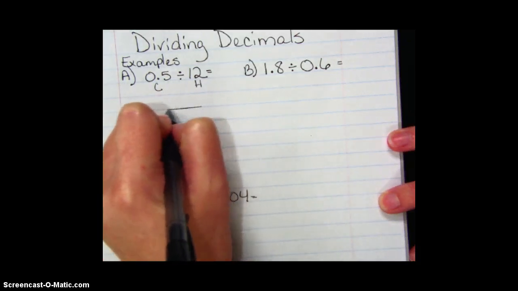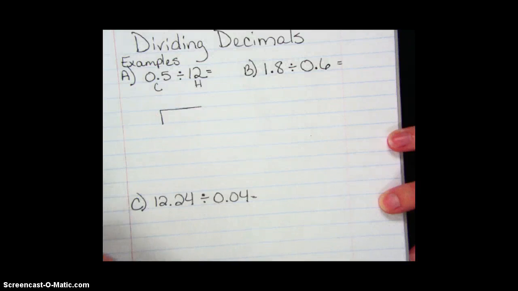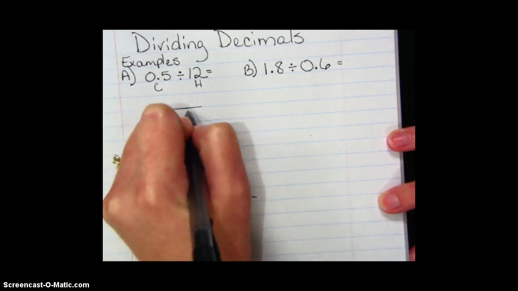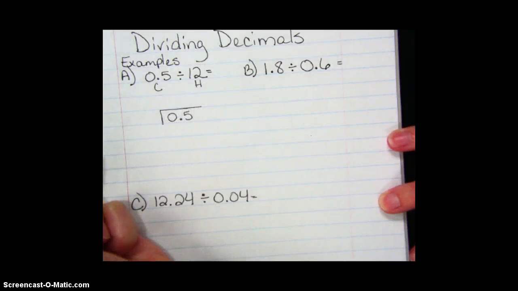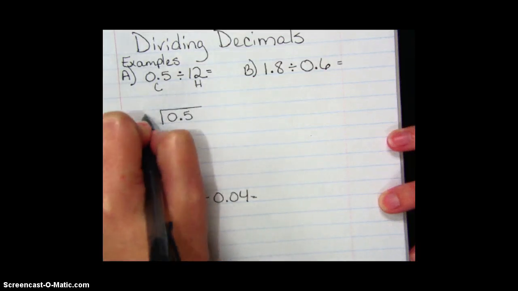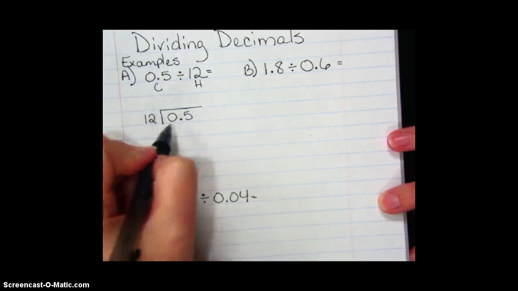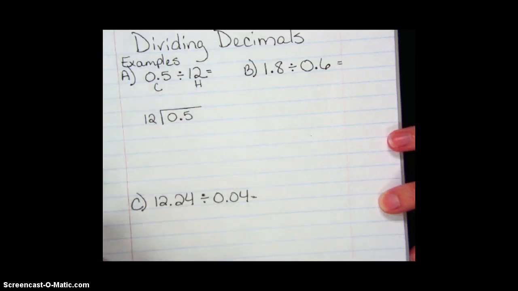So when I set this up, 5 tenths is my dividend because it is the number being divided. And 12 is my divisor because it's the number that you are dividing by. So, cowboy always goes inside, horse stays out.